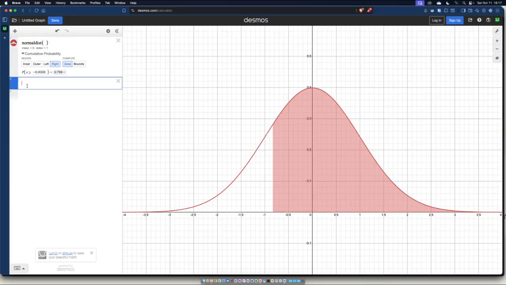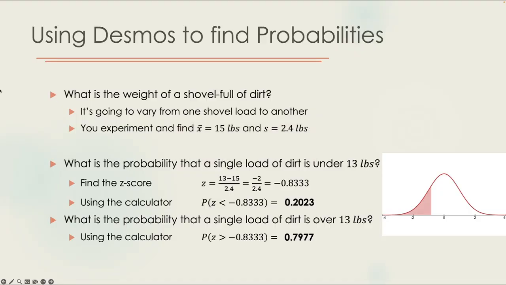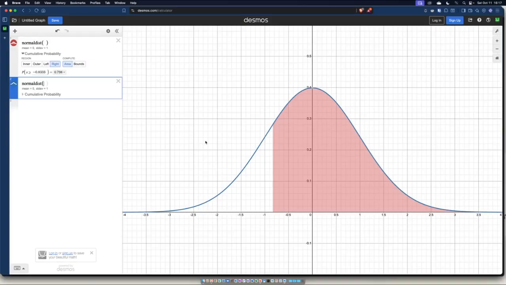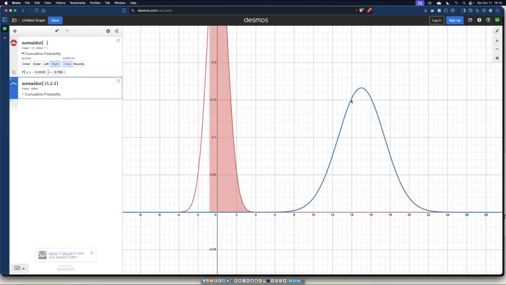All right, now in Desmos, it's great to put in z-scores, but Desmos has it built in where you don't actually need the z-score. You can use the data itself. So I'm going to create another normal distribution, but this time, instead of a mean of 0 and a standard deviation of 1, I'm going to put in the data for my problem. And see, we had an average of 15 pounds and a standard deviation of 2.4. So I'm going to put in a mean of 15 and a standard deviation of 2.4. I can't see it. It's off the scale now. So I can just hit the magnifying glass and it will take me to that normal distribution.